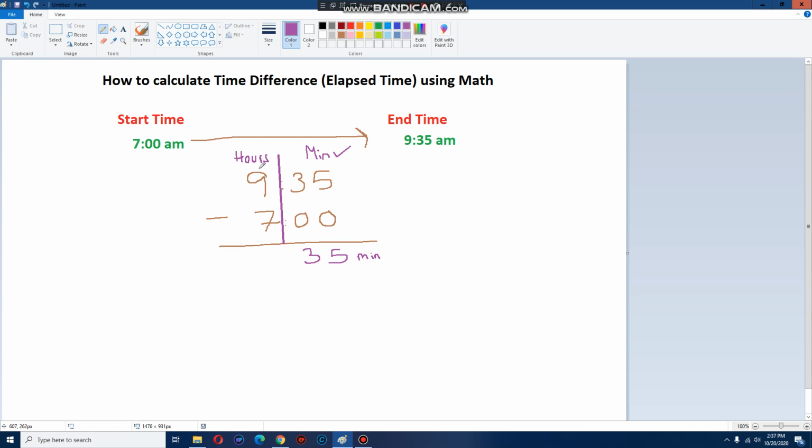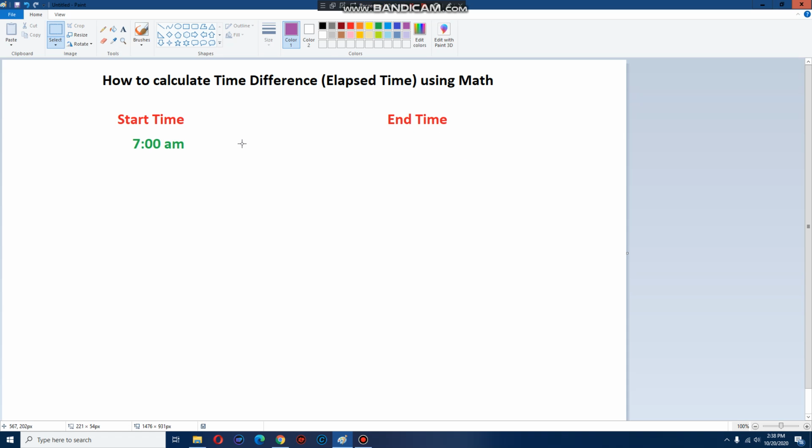And now let's go to the hour side. 9 minus 7, and the answer is 2. And there we go, our final answer. The time difference, the elapsed time between 7 o'clock in the morning all the way to 9:35 in the morning is 2 hours and 35 minutes. And that's basically how you do this kind of problem. It's a simple, straightforward subtraction. But let me show you a different situation here.